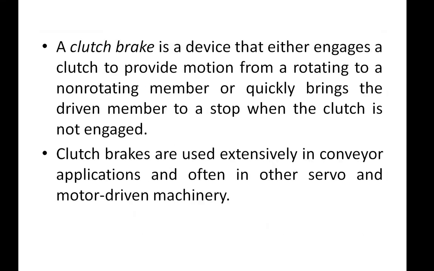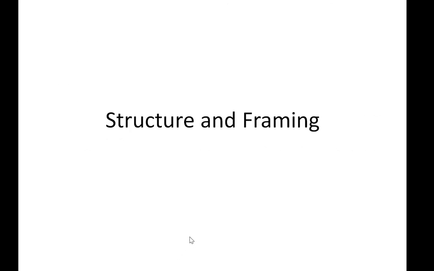Now a clutch-brake combination is always used. It is a device that either engages a clutch to provide motion from a rotating to a non-rotating member, or quickly brings the driven member to a stop when the clutch is not engaged. This clutch and brake you have seen in the automobile or vehicle. Clutch brakes are used extensively in conveyor applications and often in other servo and motor driven machinery. This is the industrial application of clutch brake engagement. So this is about the clutch brake.